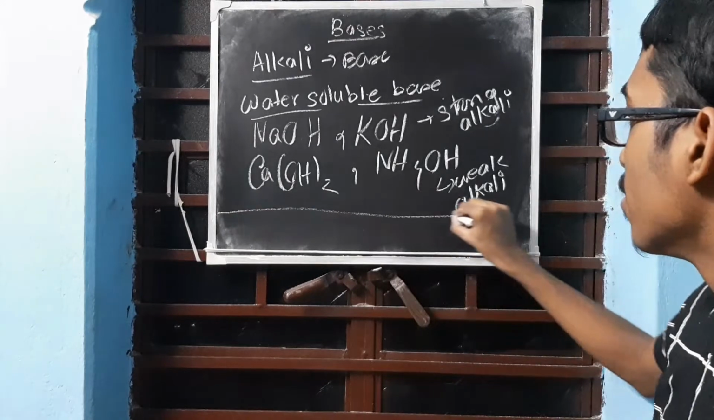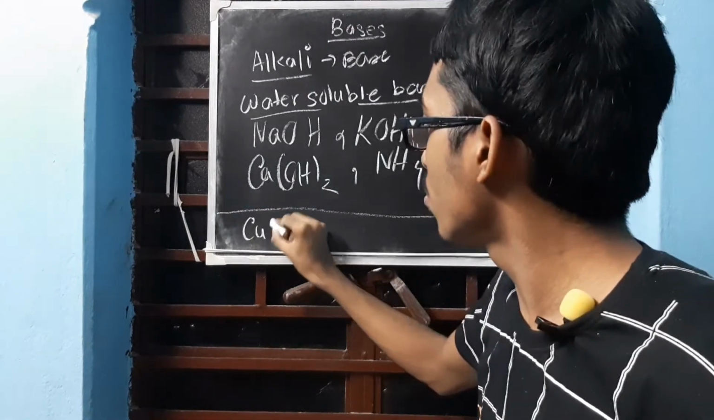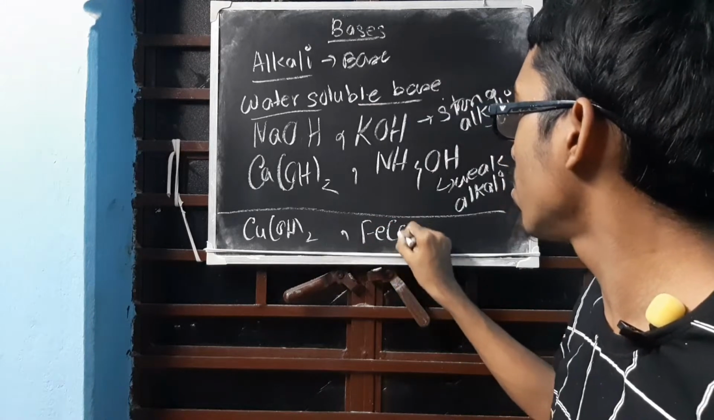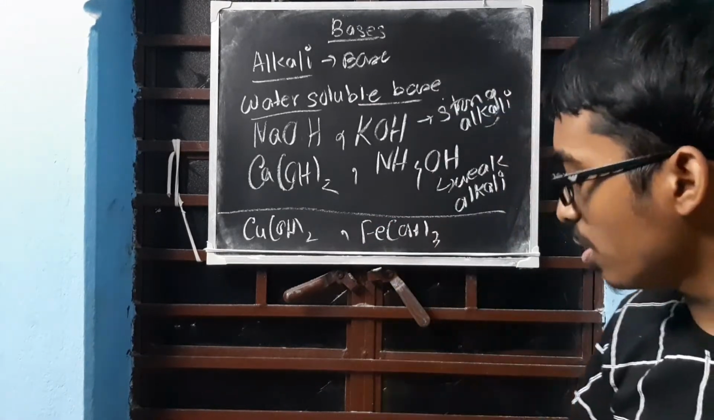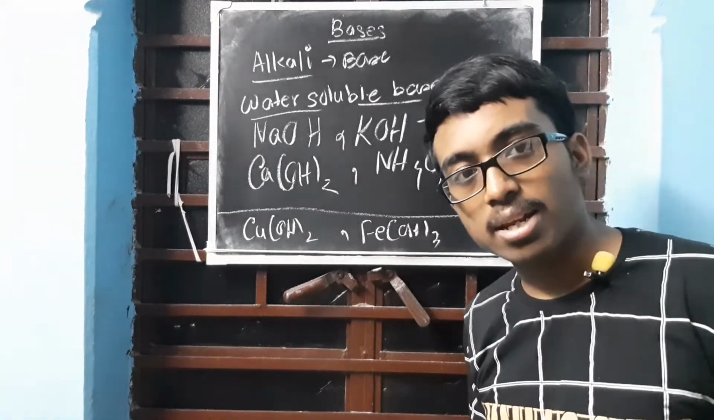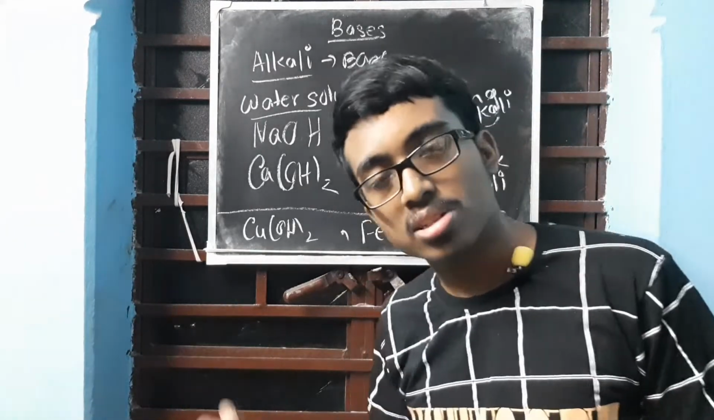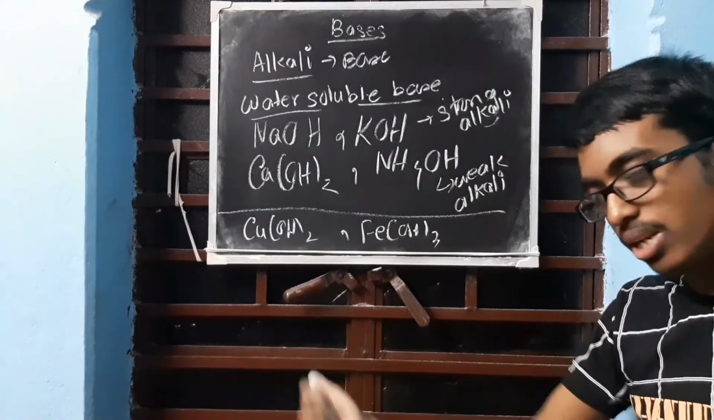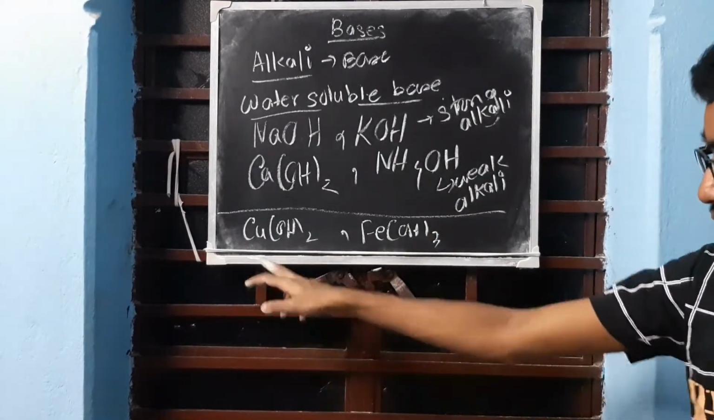What example can you do? Cu(OH)2, then Fe(OH)3. These are all insoluble bases. Remember, this reaction is there again in analytical chemistry also. When you come to analytical chemistry, the reaction is there too. So these are all insoluble bases.